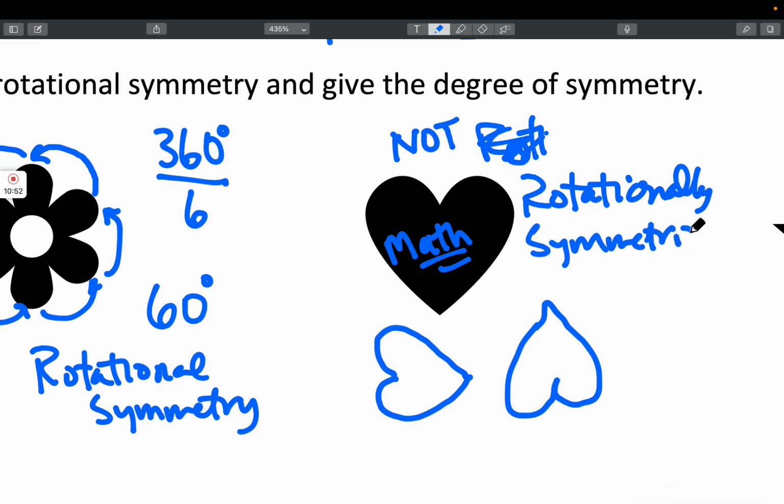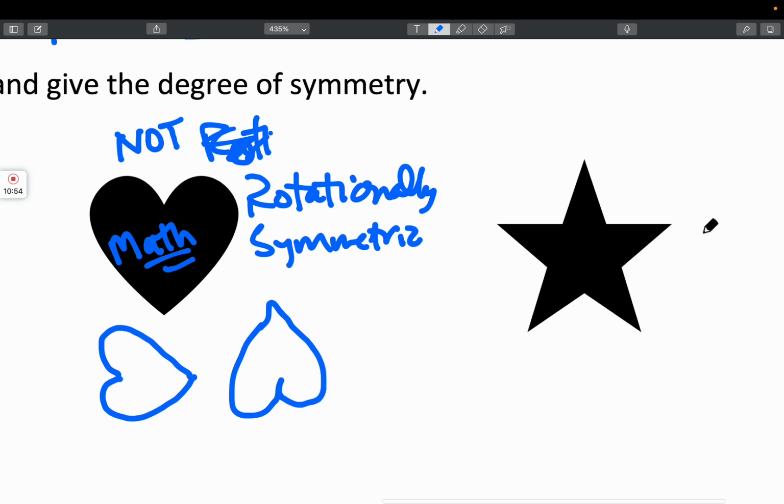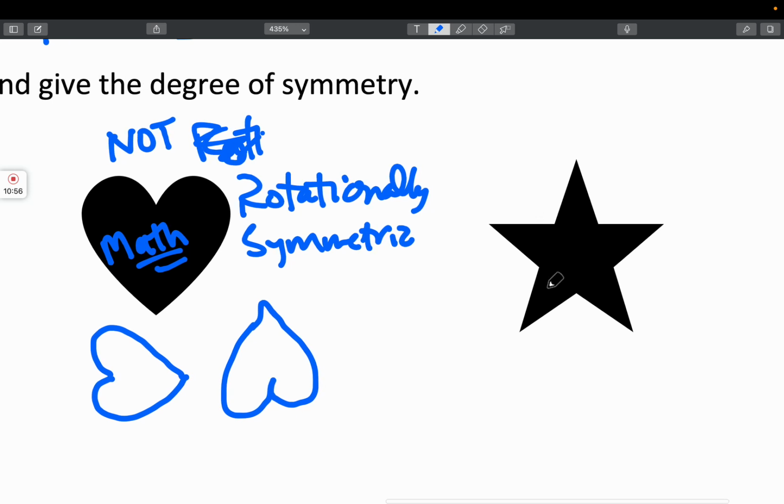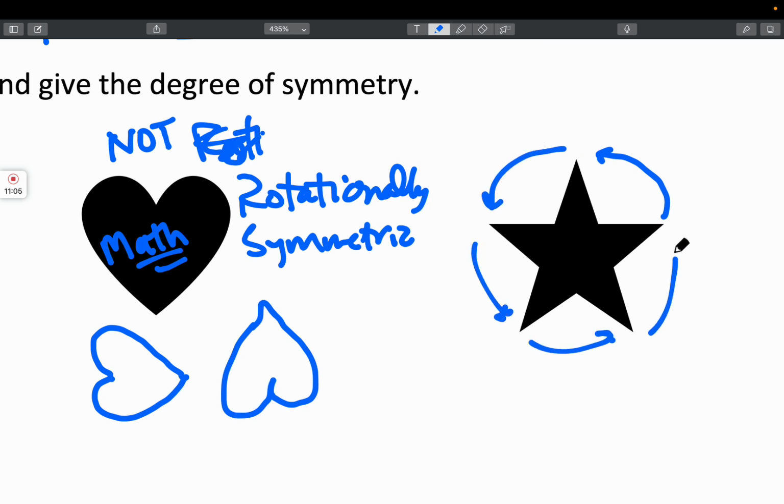All right. How about for our final example, the star? And yes, this is going to be rotationally symmetric. If we rotate this point up here, over here, over here, one more time, back around, we get 360 degrees divided by 5. And you tell me, I believe that is 72 degrees of rotational symmetry.